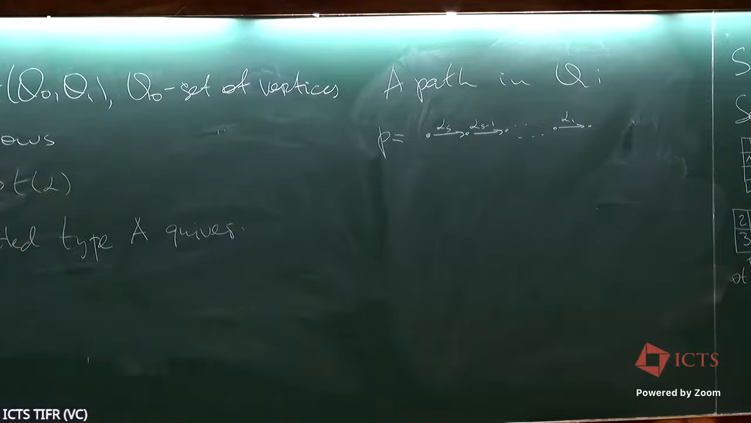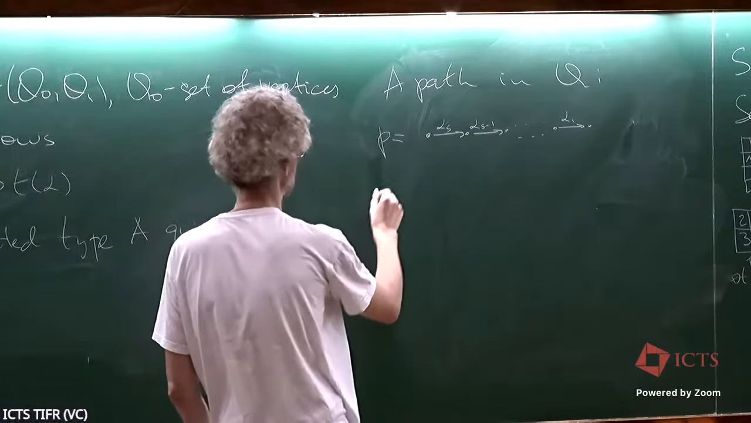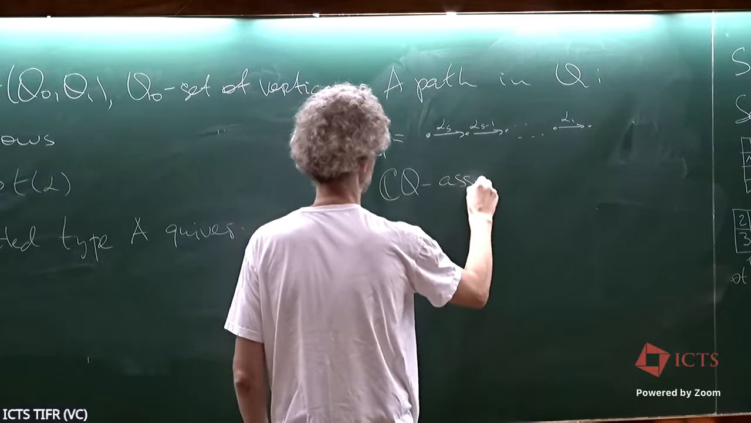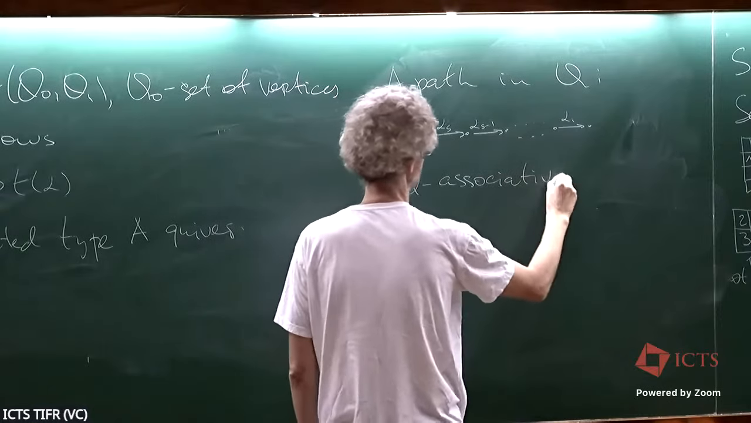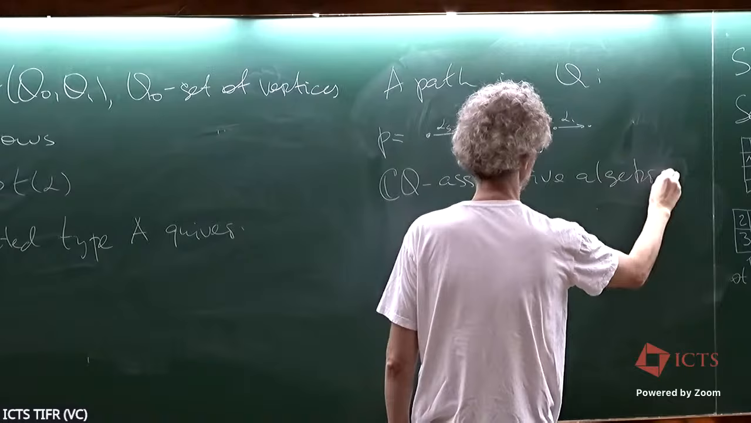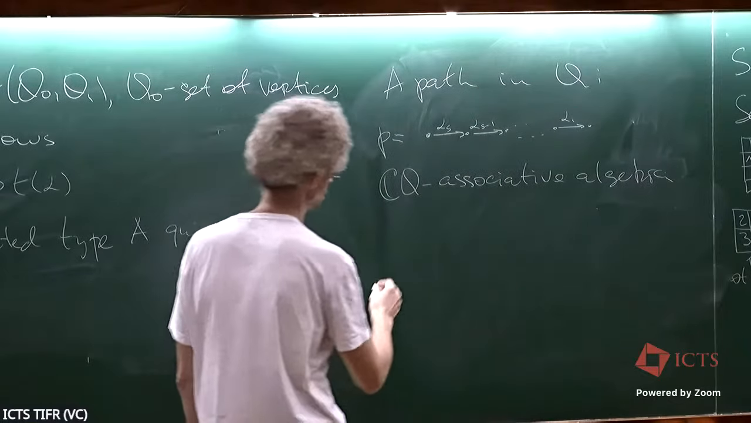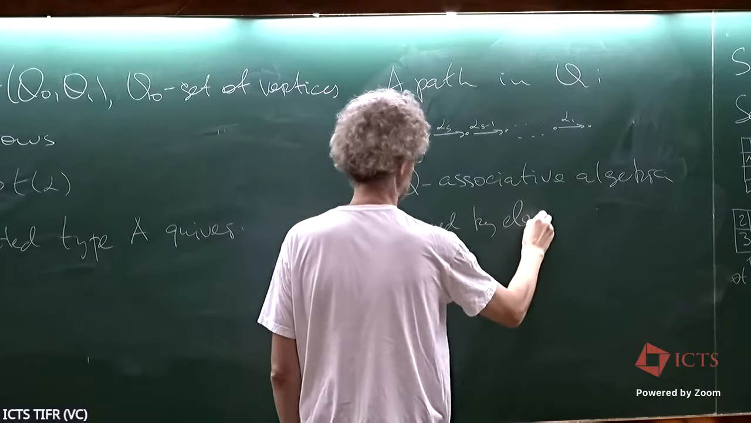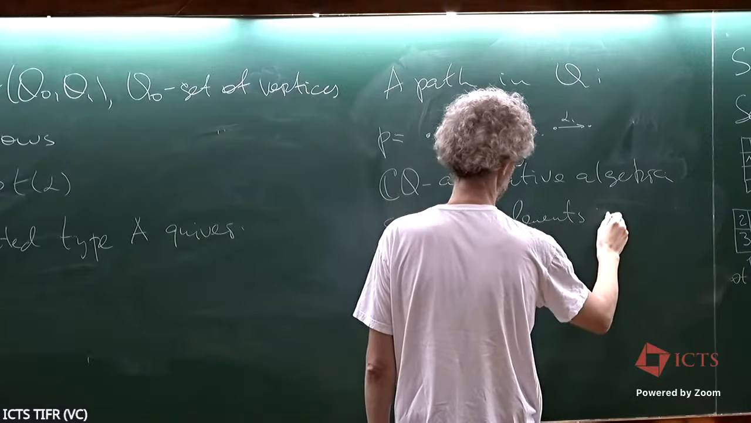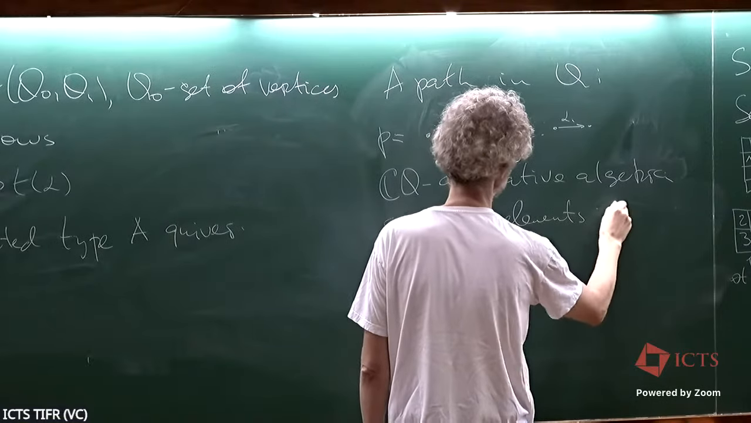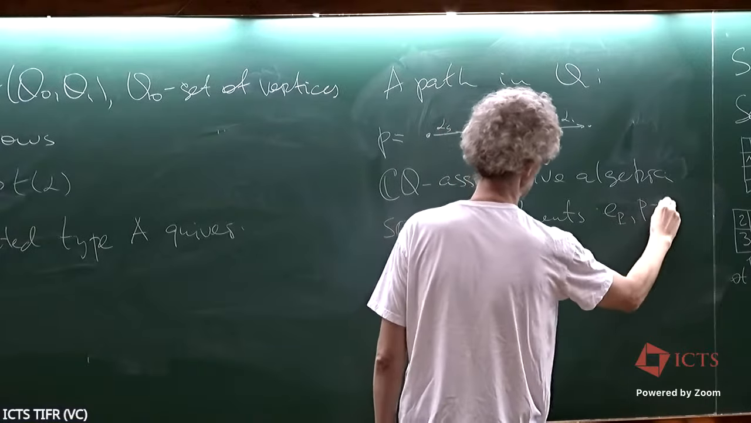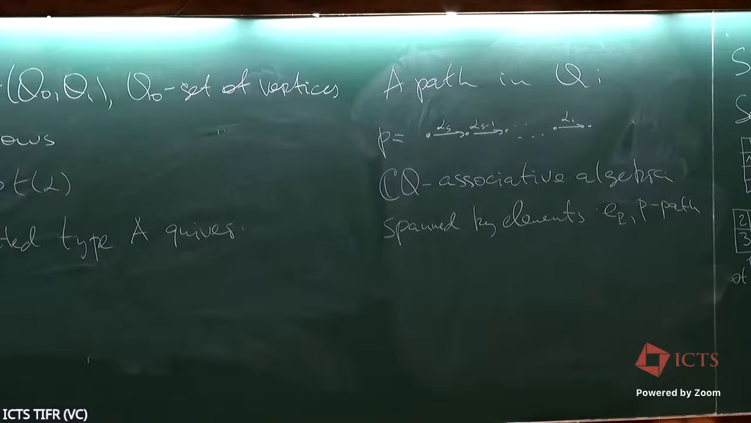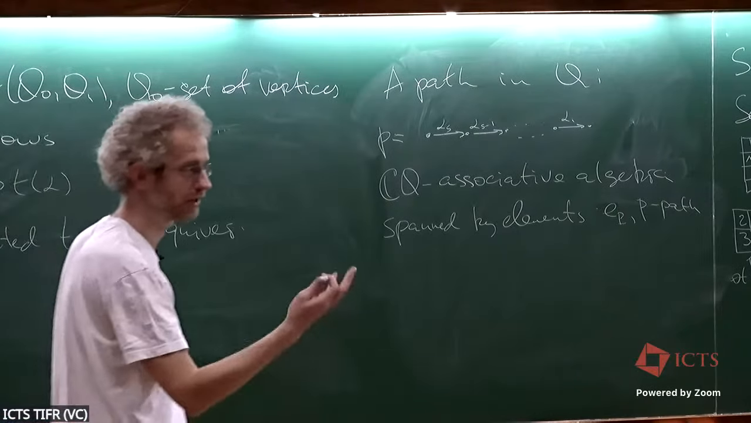Okay, and we have a path algebra PQ, an associative algebra spanned by elements labeled by paths, say elements P, where P is a path. If you want to multiply two such elements, you just concatenate the paths. If you cannot, this is just 0.